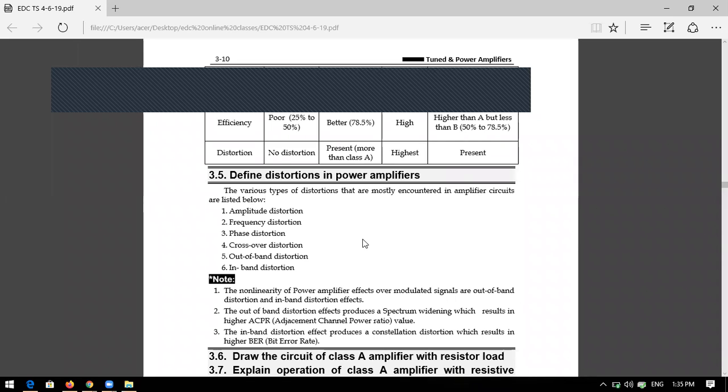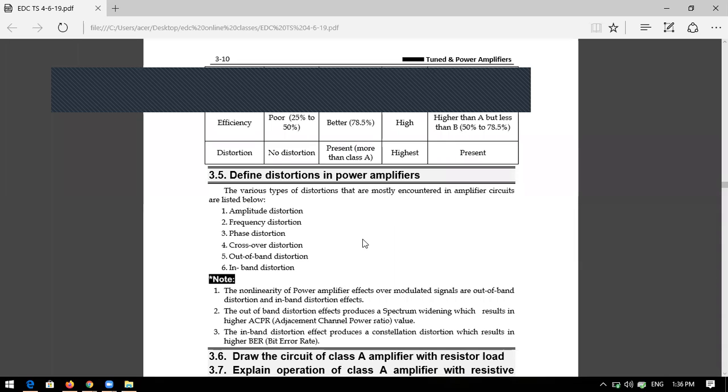They will ask what is the amplitude distortion. You can say simply that if the amplitude of the output signal of the power amplifier is not the same as that of your input signal, then you can call it amplitude distortion. If the frequency of the output signal is not the same as that of the input signal, this type of distortion you can call frequency distortion.